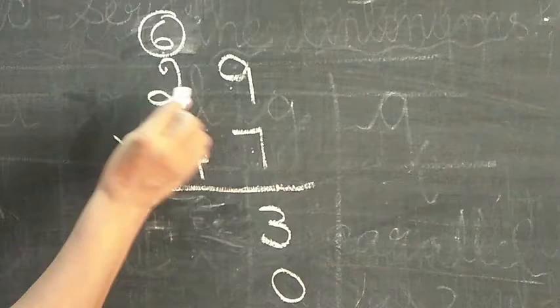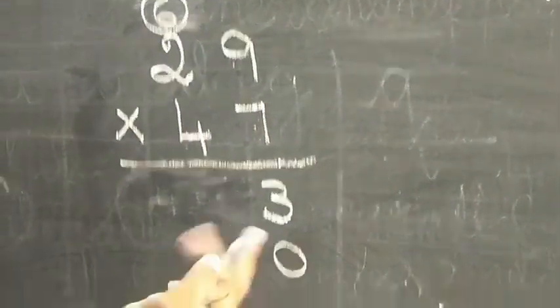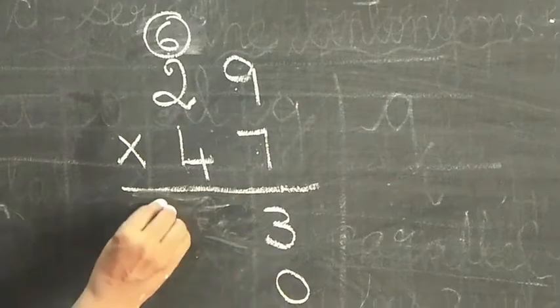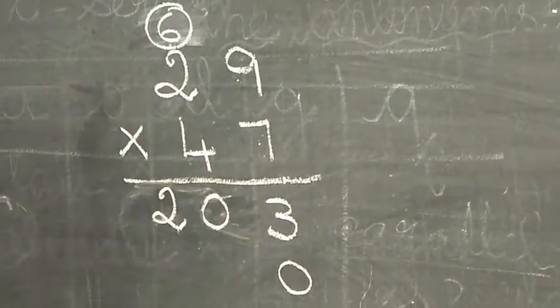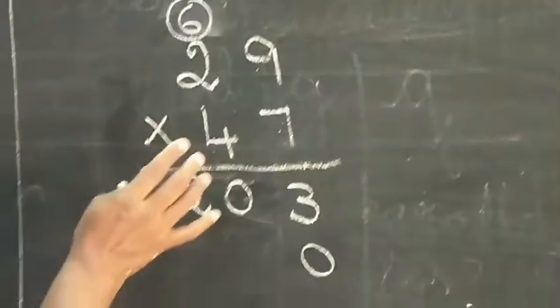7 twos are 14. 14 plus 6 what children? 15, 16, 17, 18, 19, 20. What will come children? 20. See, I itself made a mistake like that. When you do this, you should be very careful, okay?